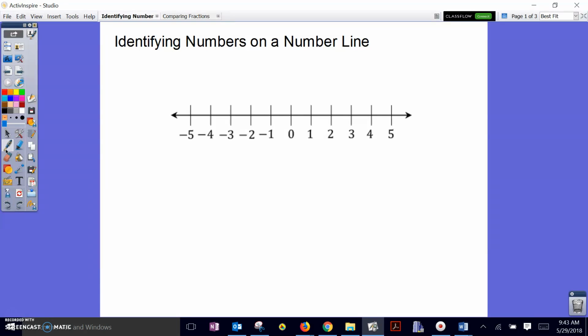Alright, in this video we're going to talk about how we identify numbers on a number line. The first thing you see here is a picture of a typical real number line. It shows all the integers from -5 to 5. Now of course we could extend the number line or look at a different piece of the number line, like maybe we could look at the number line from 5 to 10 or from 15 to 25, depending on the numbers that we're looking at.